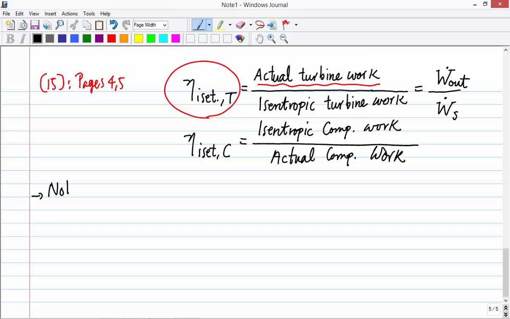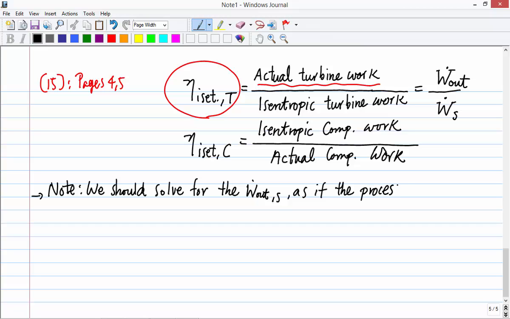So let me put a note for you that we should solve for the W dot out sub S, which means isentropic, as if, which means that then S2S, the entropy at point 2 as if it was isentropic, so sub S again, would equal S1.